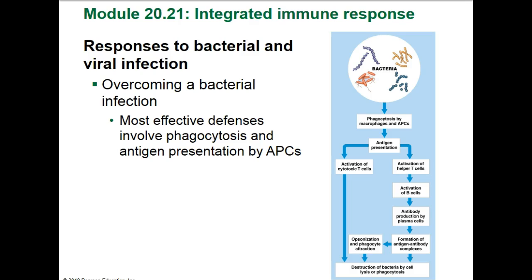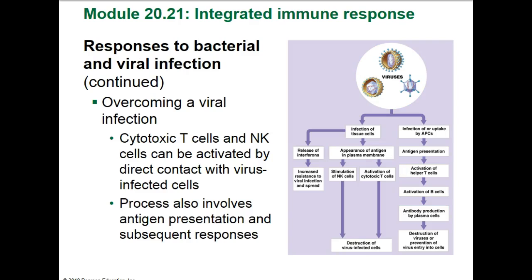So let's look at one specific integration: bacterial and viral infection. If we want to overcome a bacterial infection, in this case, most effective defenses involve phagocytosis and antigen presentation by antigen-presenting cells. So you have both T cells getting involved and activation of B cells.